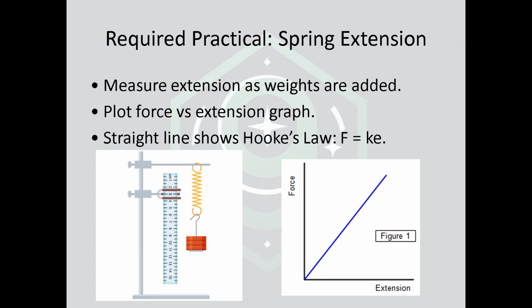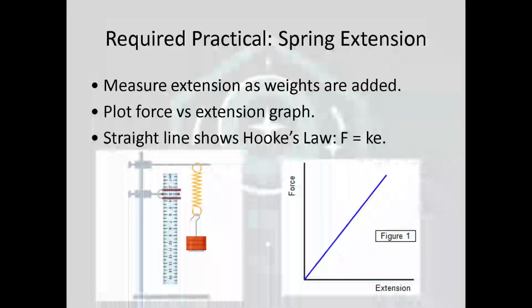So essentially what you do is that you set this apparatus up, and this is the weight that you apply. As you apply more weights, the string will extend more, it will be stretched, and therefore you can measure the extension using the ruler. And when you have the weight and the extension, you're able to actually plot a graph of extension against force.